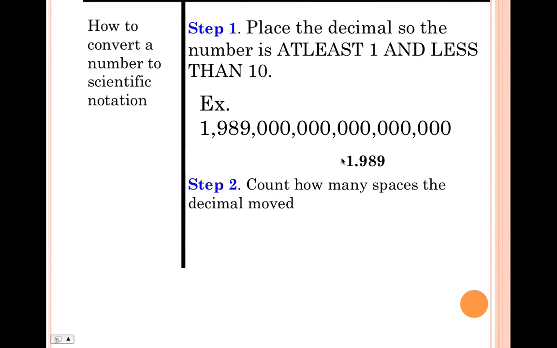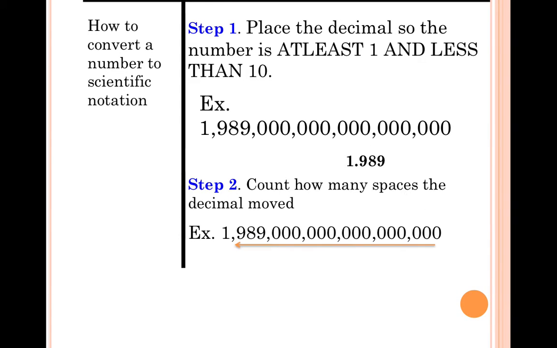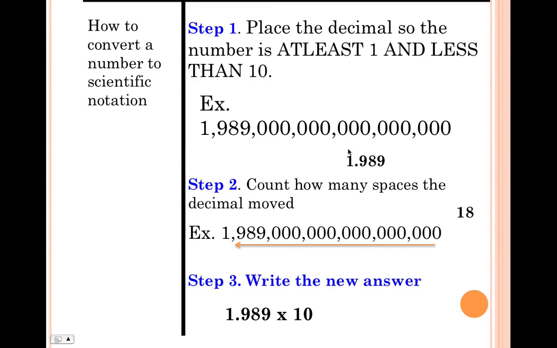Step 2, you want to count how many spaces the decimal point moved. So it moved, if you count, 3, 6, 9, 12, 15, 18. So 18 moves that the decimal point had traveled from the beginning to where our number is right here. So step 3, we're going to rewrite the answer, and you get 1.989 times 10 to the number of spaces that the decimal point moved. So this is the scientific notation for this very large number here.